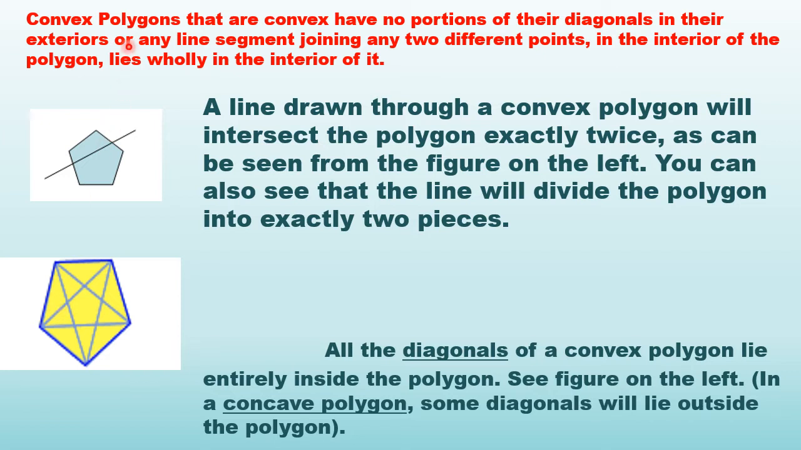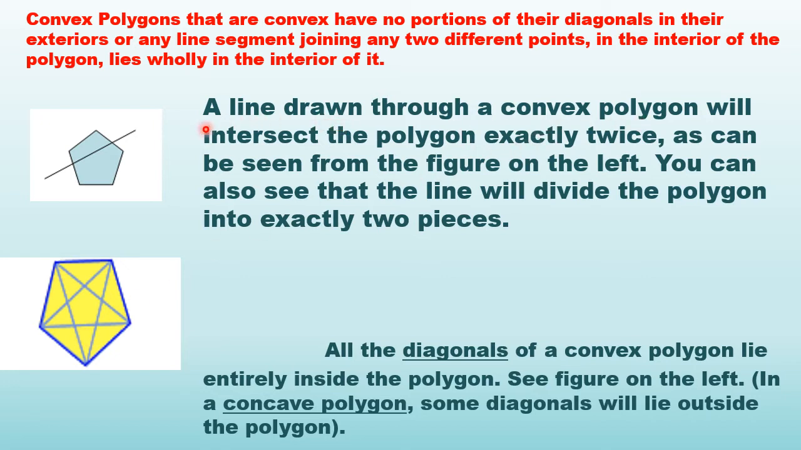Now what are convex polygons? They have no portion of the diagonals in the exterior, or any line segment joining any two different points in the interior of the polygon lies wholly in the interior of it. Like this, see the diagonals. All are in the interior. All these diagonals are in the interior. Then it is a convex polygon.